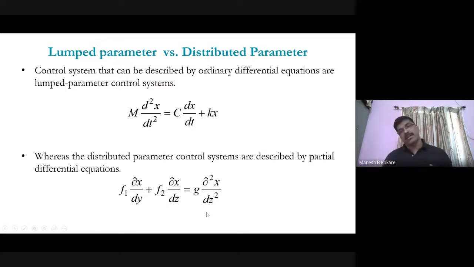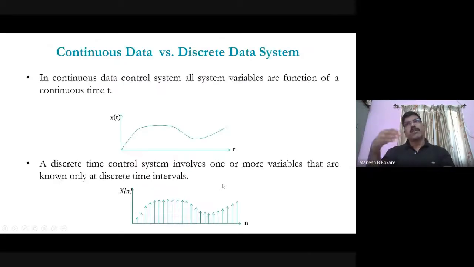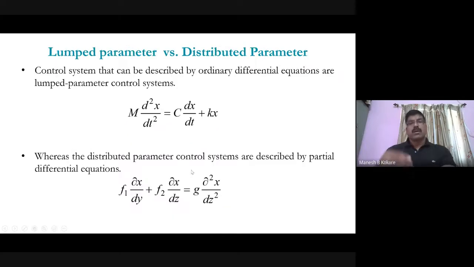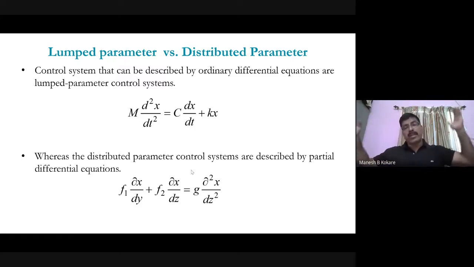So by looking at the mathematical model of a control system, you can identify whether it is a lumped control system or a distributed control system. You know the example of a distributed system, like the power lines or transmission lines, where inductance, capacitance and resistance are distributed all over the line. So that kind of system is called a distributed system and so on, right?